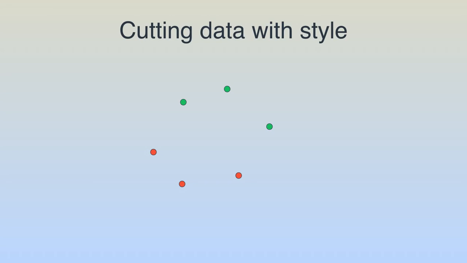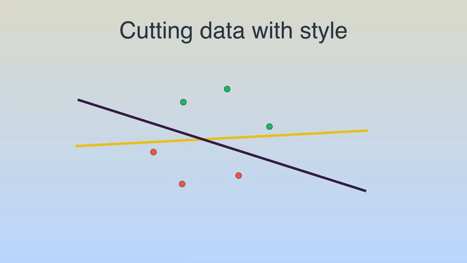Okay, so let's dive a bit deeper into the art of splitting data into 2. We can look at these points, 3 green and 3 red. And there seem to be many lines that can split them. For example, there is this yellow line. And there is this purple line. So quiz, which of these 2 lines do we think cuts the data better? The purple one or the yellow one?